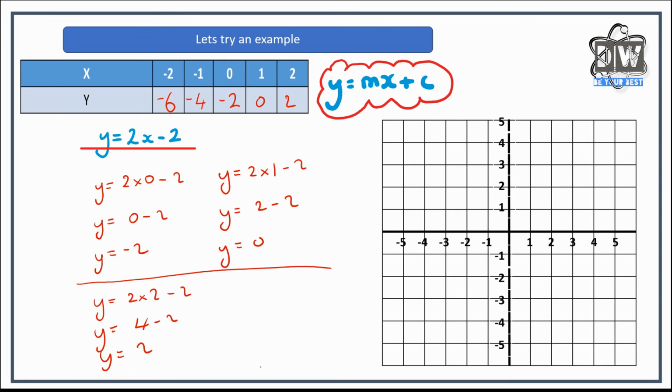So let's now put it onto a graph. So let's start at 0. So we've got 0, minus 2, so we'll go there. I've got 1 and 0, which is there. I've got 2 and 2, which is there. And we can see the straight line occurring, can't we? So now let's do the minus 1 and minus 4. And then minus 2 and minus 6, which would be just there. Let's see if we're correct. And there we go, we are.